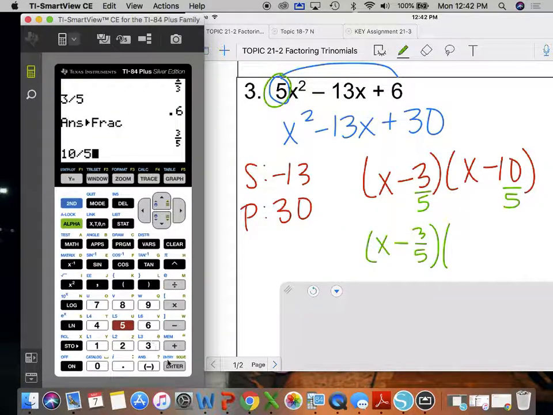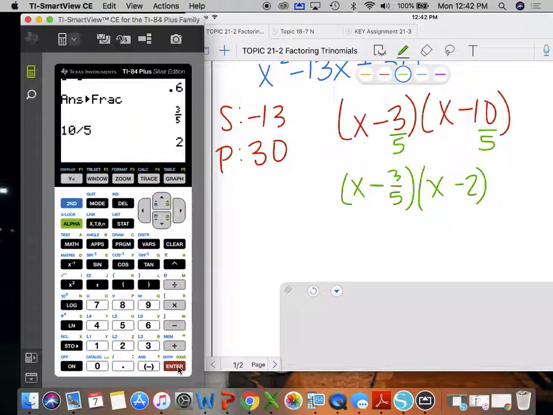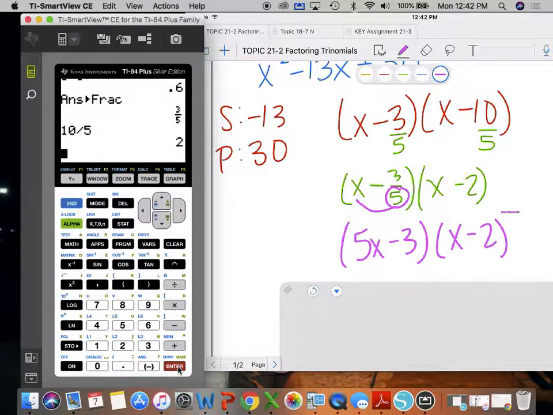10 divided by 5 is 2. Take that denominator, slide it in front. And if there is no denominator, keep it the same.